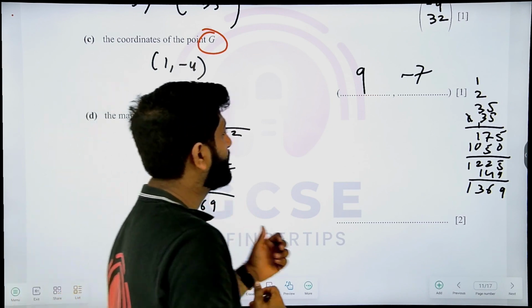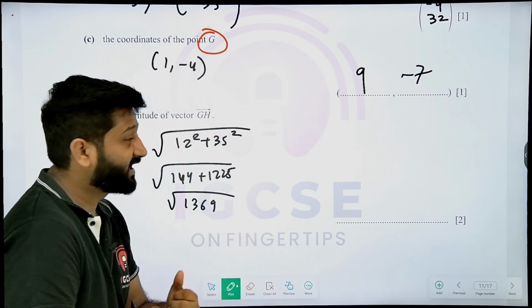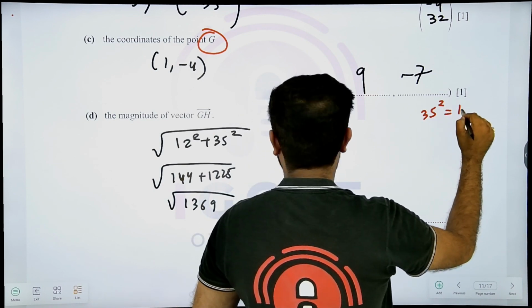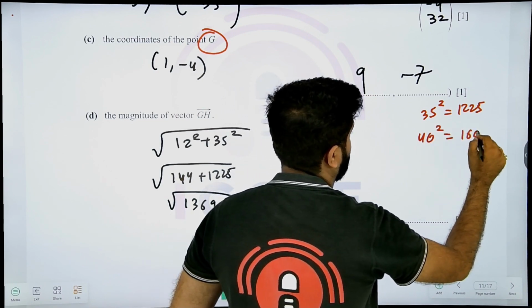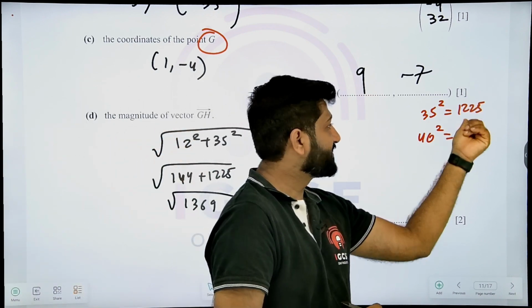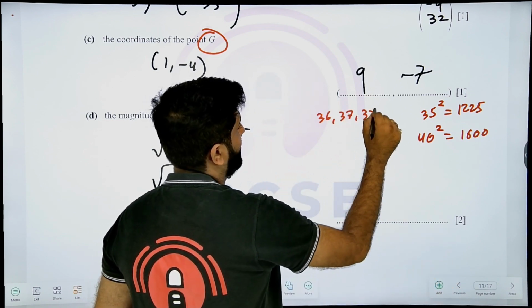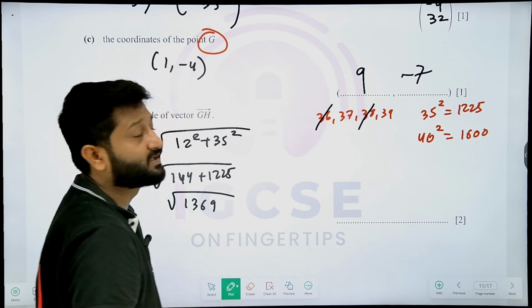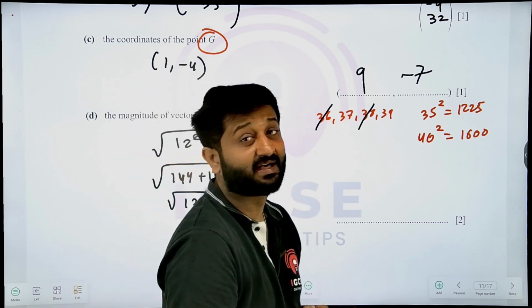You can check this by prime factorization, or you know that I already know that the square of 35 is 1225, right? And the square of 40 is 1600. So if 1369 is a square of any of these numbers, obviously it is going to be the square of 36, 37, 38 or 39. This is the only possibility, right? Now I can easily eliminate 36 and 38 because this is 9, an odd number. So the square of 36 and the square of 38 can never be odd.